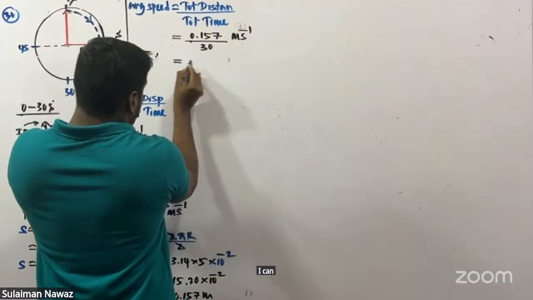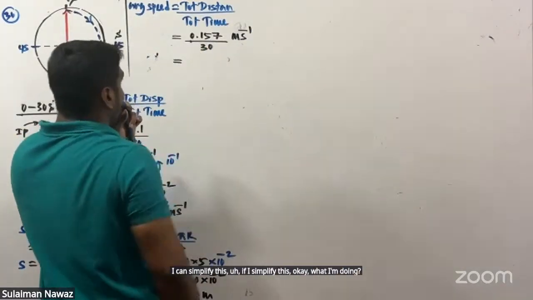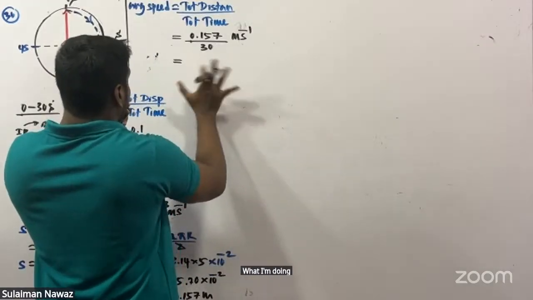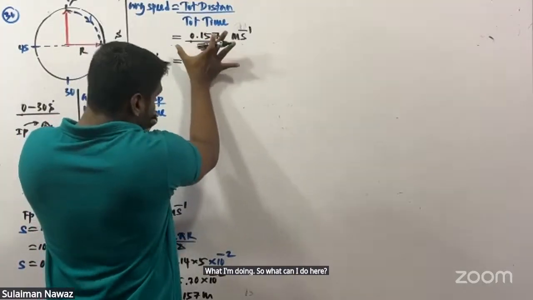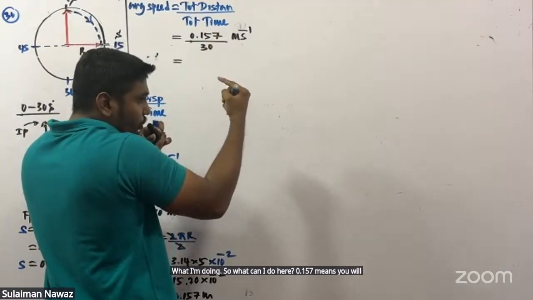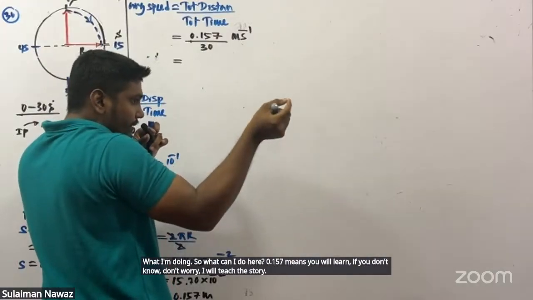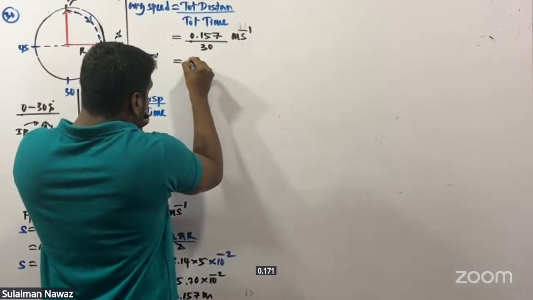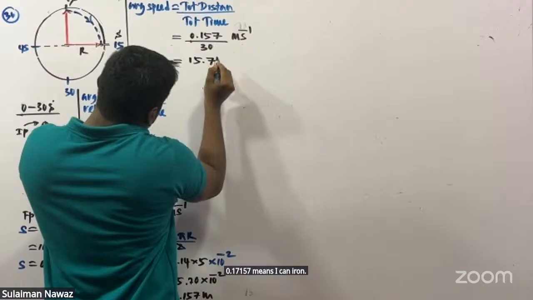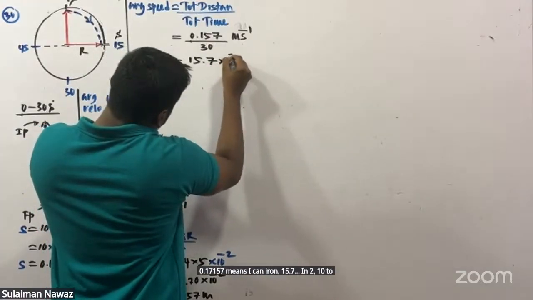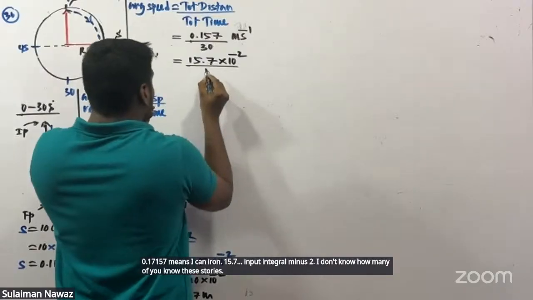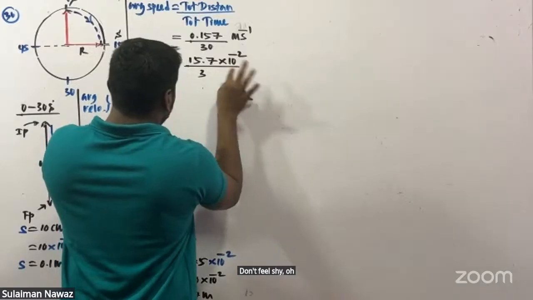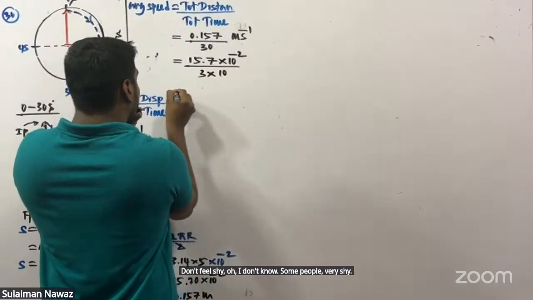I can simplify this. See what I'm doing. 0.157 means you will learn. If you don't know, don't worry, I will teach the story tomorrow. Tomorrow, if we have time, I will teach you. I don't know how many of you know the stories. If you forget this, don't hesitate to tell me. Don't feel shy. Some people are very shy.